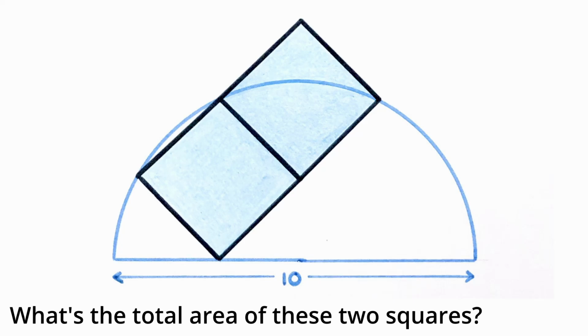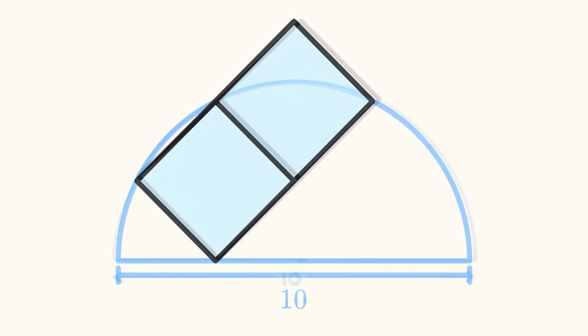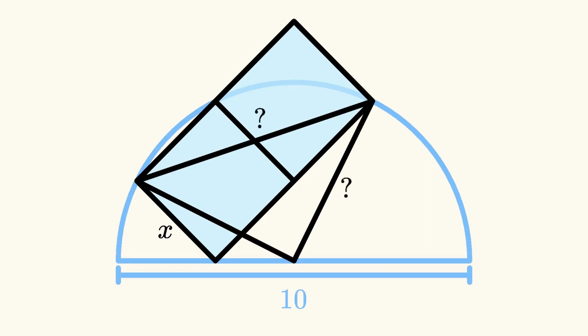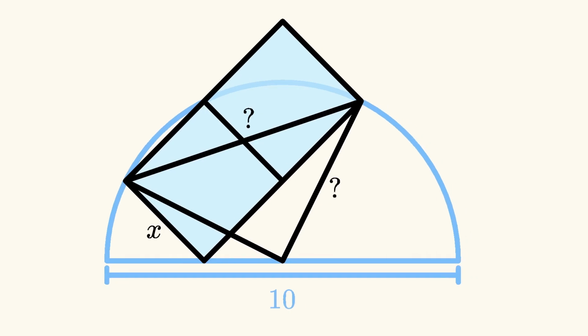Can you find the total area of these two squares? If we let x be the side length of one of the squares, we can identify several chords of the semicircle whose lengths can be expressed in terms of x. But it isn't clear what the relationship is between the semicircle's radius and the lengths of these chords. Let's find what that relationship is.